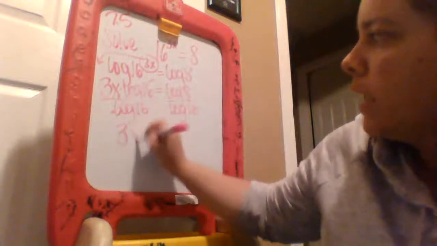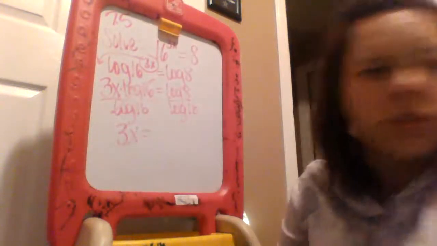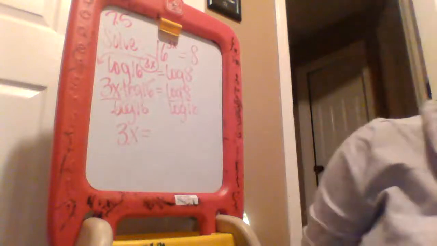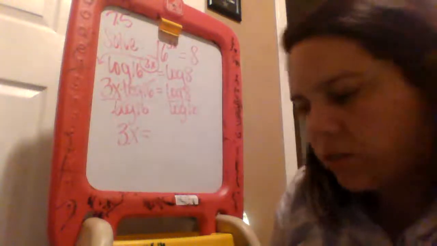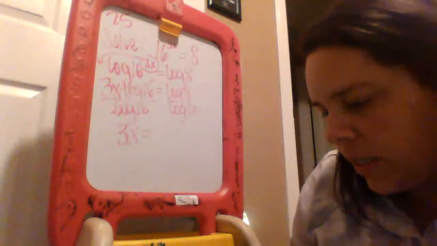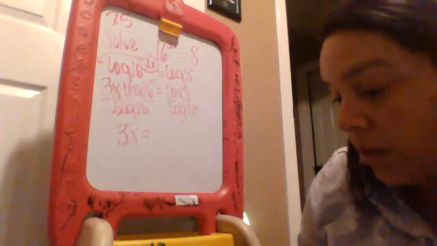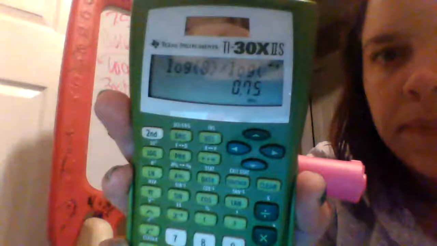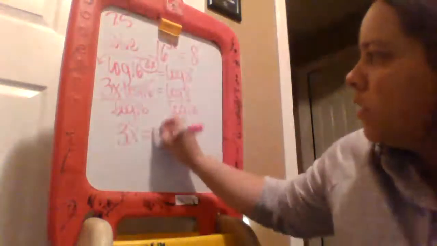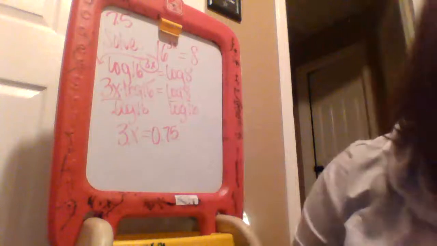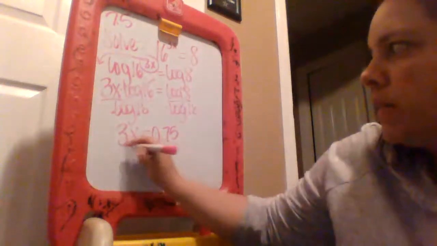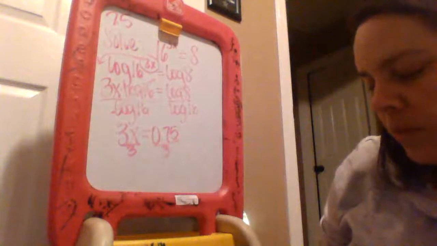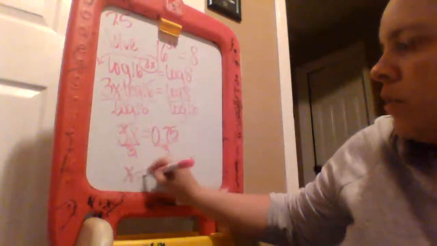And I'll get 3x equals, and then you're going to use your calculator. We're still going to round to the nearest hundredth. Some of the book says nearest thousandth, but we'll just stick with hundredths. So I'm going to do log 8, close parenthesis, divided by log 16, close parenthesis. And I got 0.75. Then I still have to get the x by itself, so I divide by 3, and I get x equals 0.25.